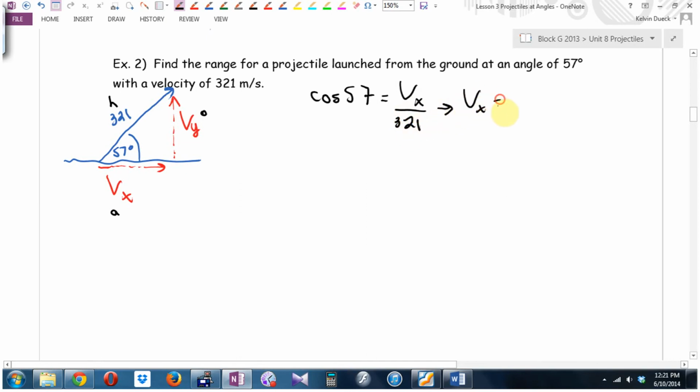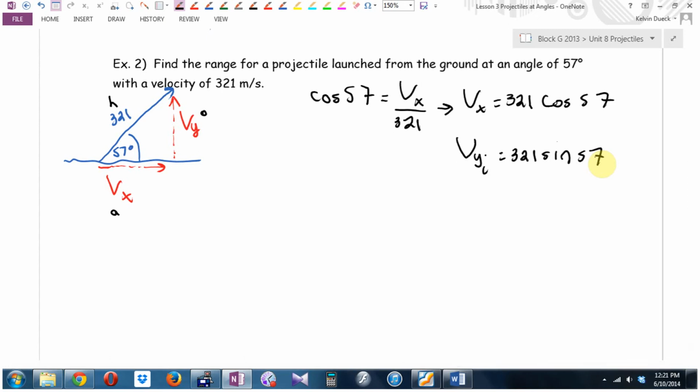I think Vx is going to be 321 cos 57. Hey, which trig function do you think is going to be Vy? As a shortcut in the interests of time, can I go Vy initial equals 321 sine 57? You know what? I'm not even going to evaluate that. I'm just going to drop those down because it didn't actually ask me to find them. I know, Trev, I'm going to use this to find the other ones. Oh, okay. Now what?